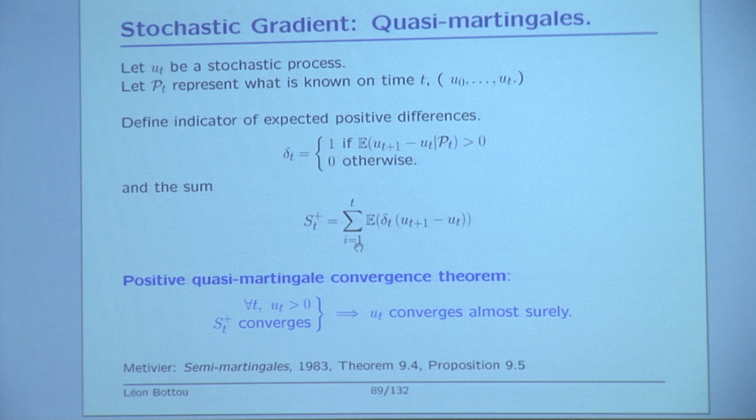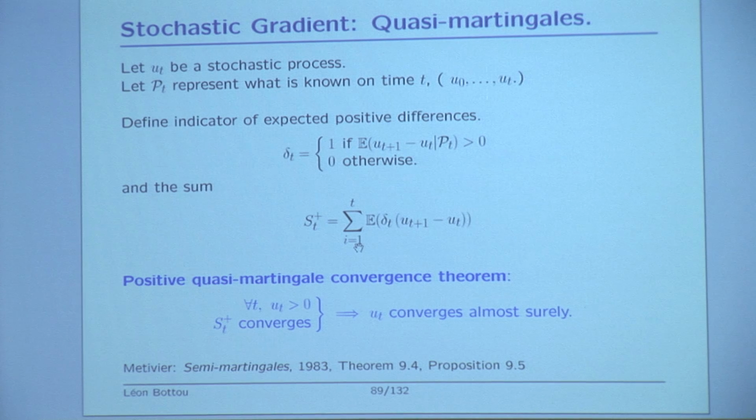And what I'm going to define is delta_t, which is going to be 1 if the expectation of u_{t+1} given the past is greater than u_t. So basically, if at a given step my process has more chance to go up than down, this is 1. Otherwise, it's 0. The reason for this is that because you have a lot of noise in the stochastic gradient, sometimes the cost is going to go up. And your question is to show that even if the cost sometimes goes up, it's no big deal. It's not going to kill you.